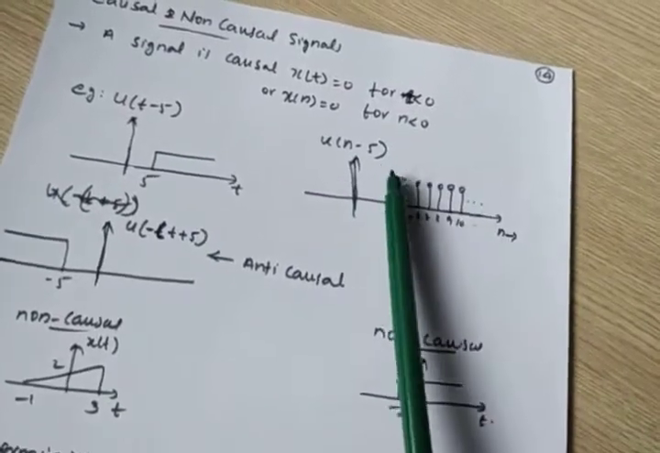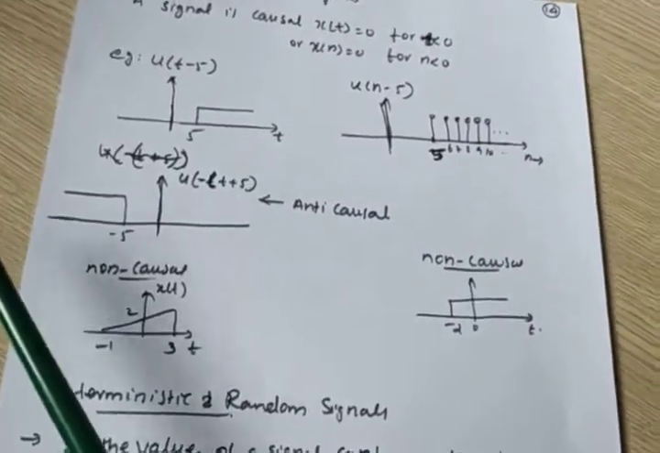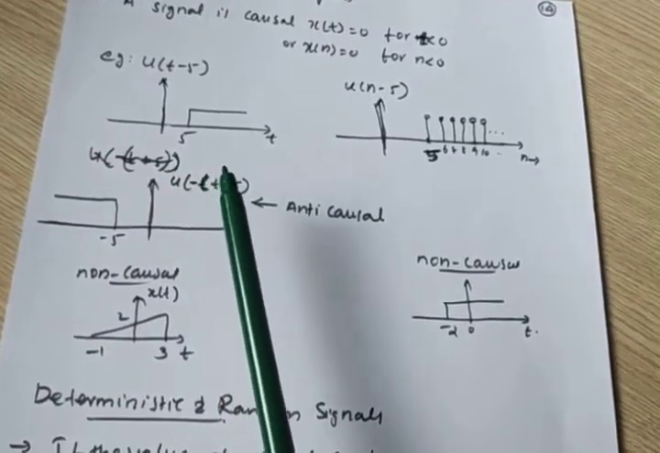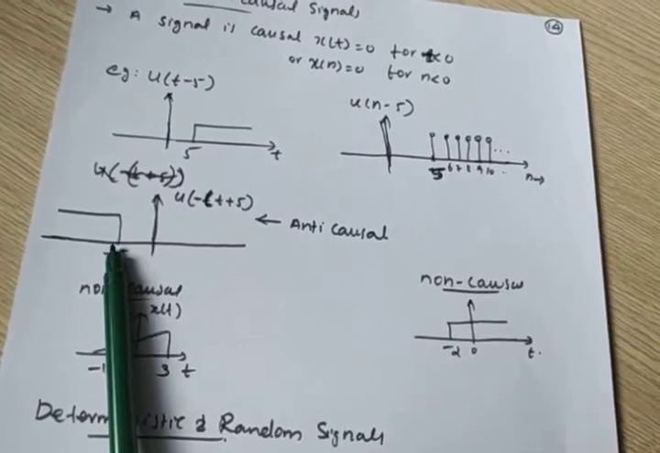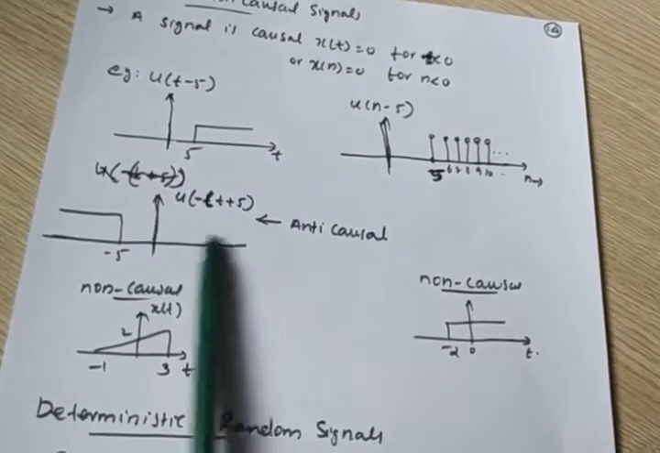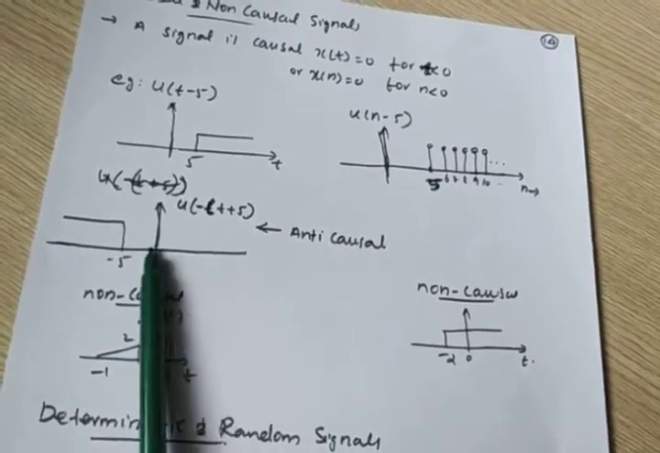This is also not defined for less than 0, it is defined for greater than 0. What about anti-causal? An anti-causal signal is defined for less than 0 only, it is not defined for greater than 0. That is, here we can represent x of t is 0 for t greater than 0.